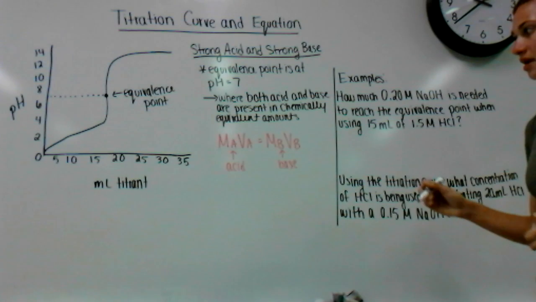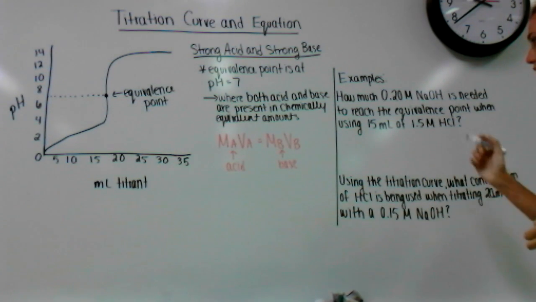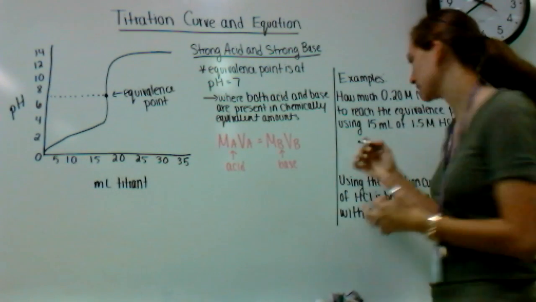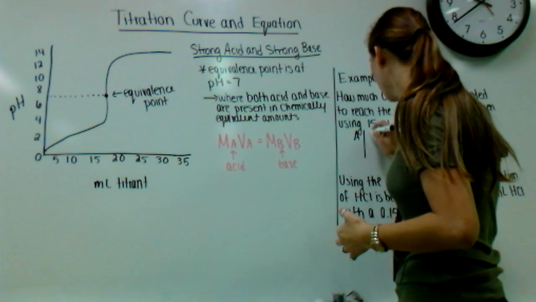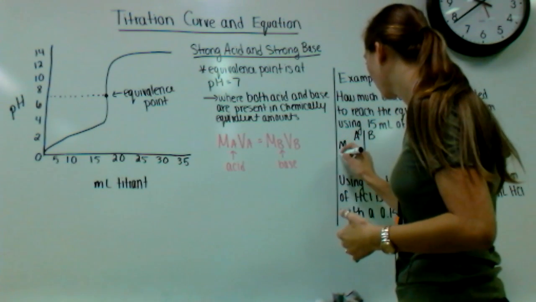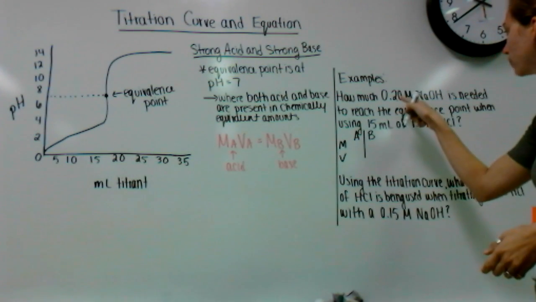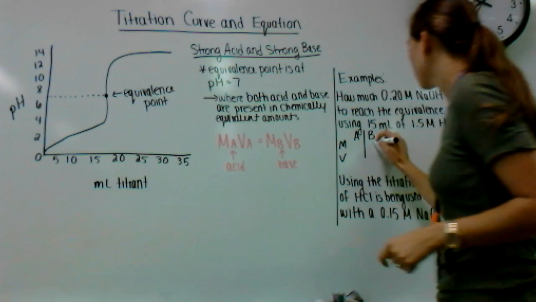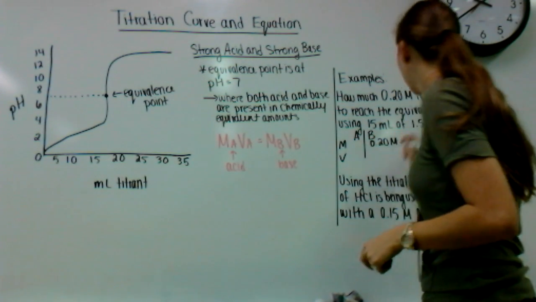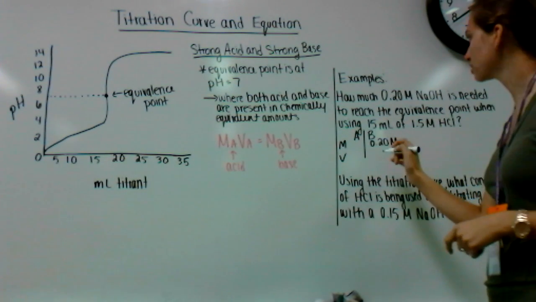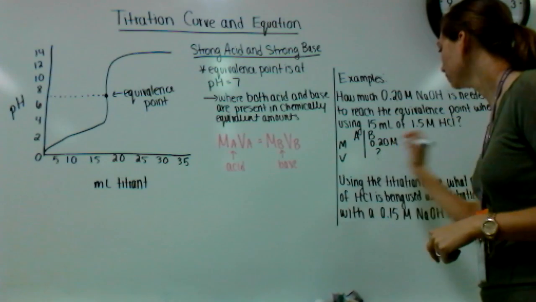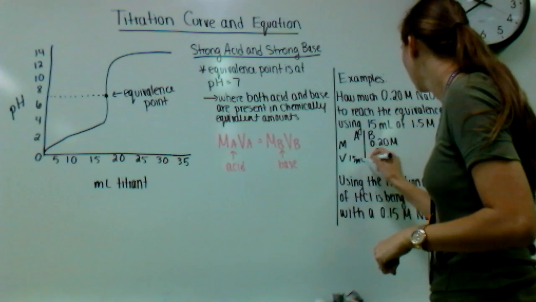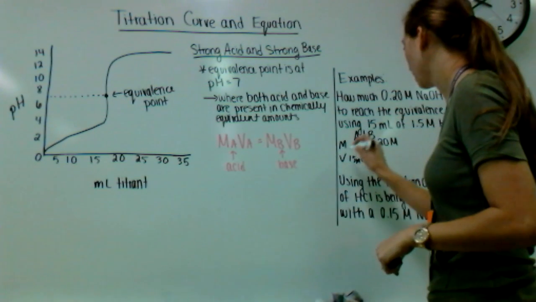So, like I said, we're using MAVA is equal to MBVB. So here we can set up one of our charts. Instead of using 1 and 2, here we can use acid and base. So we have acid, base, molarity, volume. How much 0.20 molar NaOH? NaOH we know is a base, so we know the concentration of that, so that's 0.20 molar. So we're trying to figure out the quantity of NaOH, and that's going to be its volume. When we're using 15 milliliters of a 1.5 molar HCl.